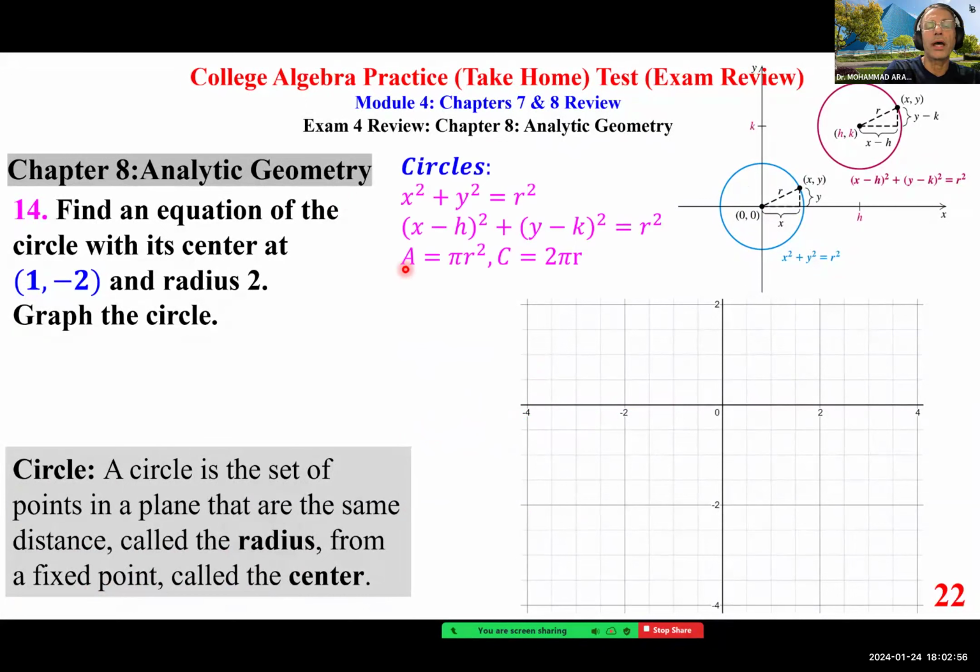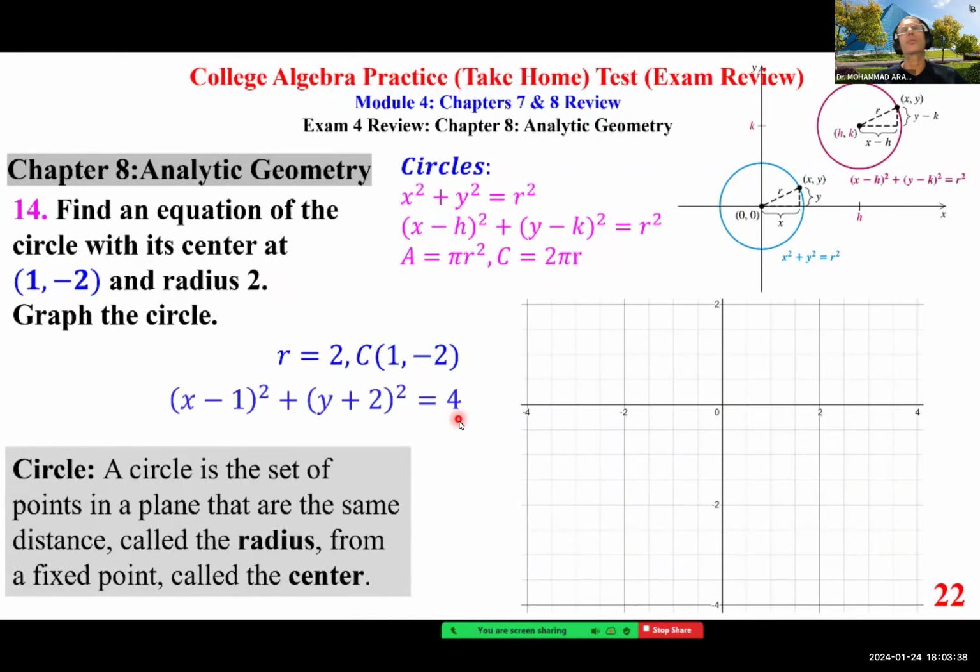So these are the general formulas. Now, reminding you, the area of any circle is pi r squared, and the circumference is equal to 2 pi r. And these are some basic information that we've had from before. Now, in this case, what is given? The radius is 2, and the center is located at (1, -2). We could just call it C. And according to this formula, (x minus 1) squared plus (y minus -2) makes it plus 2, squared, equals r squared, 2 squared, or 4. So that should be fairly simple to follow.